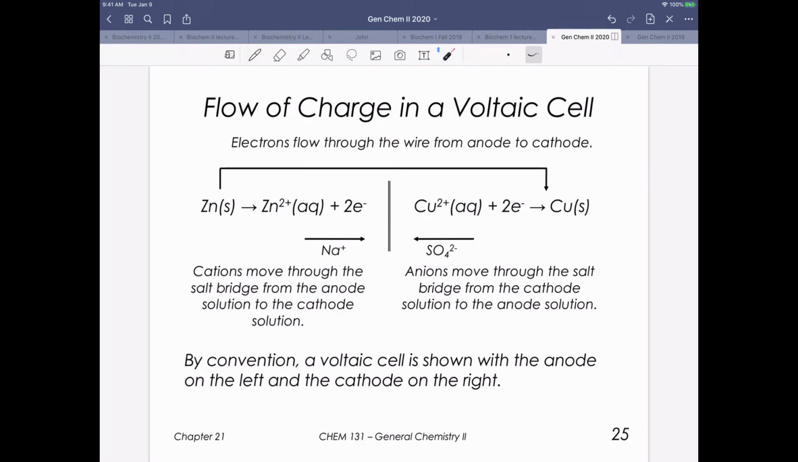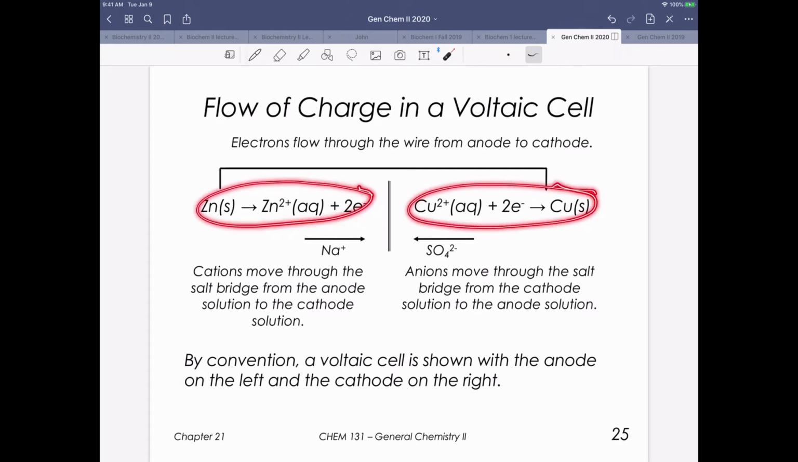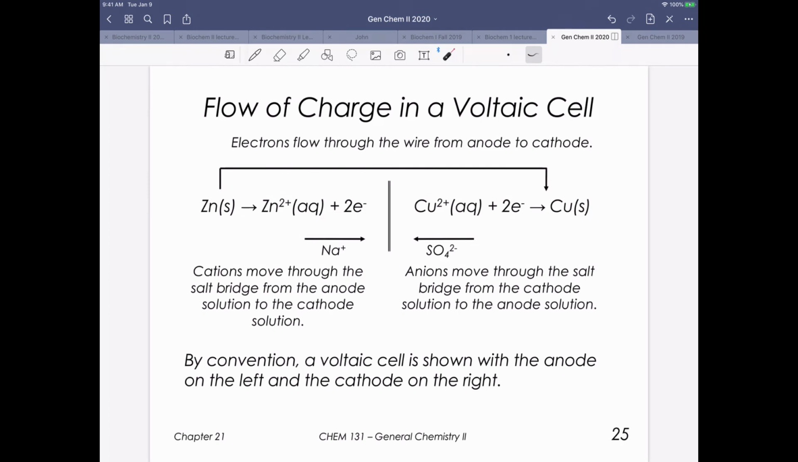All right, so just a couple other ways to highlight how we can show this process, and I want to show you a formalism, a shorthand notation that I do want you to know. If we show what's happening here, again, here's our oxidation half reaction, our reduction half reaction. This is showing the same thing but without the picture. We're going to have electrons flow from our anode to our cathode. We're going to have cations flowing over to our cathode, anions flowing over to our anode.